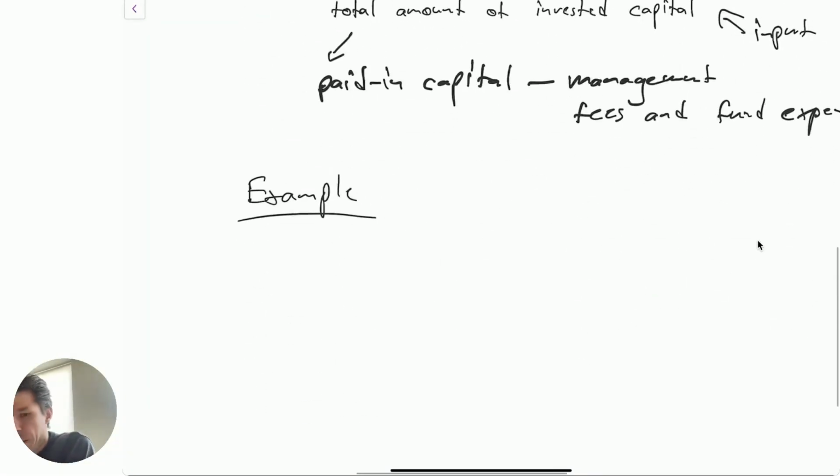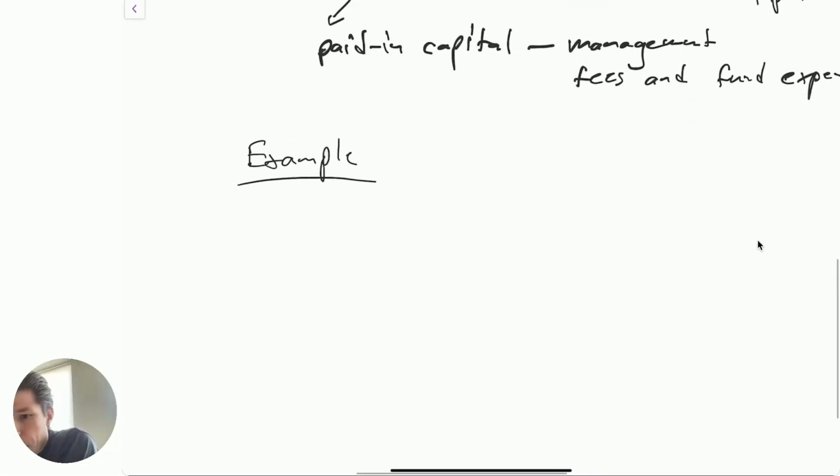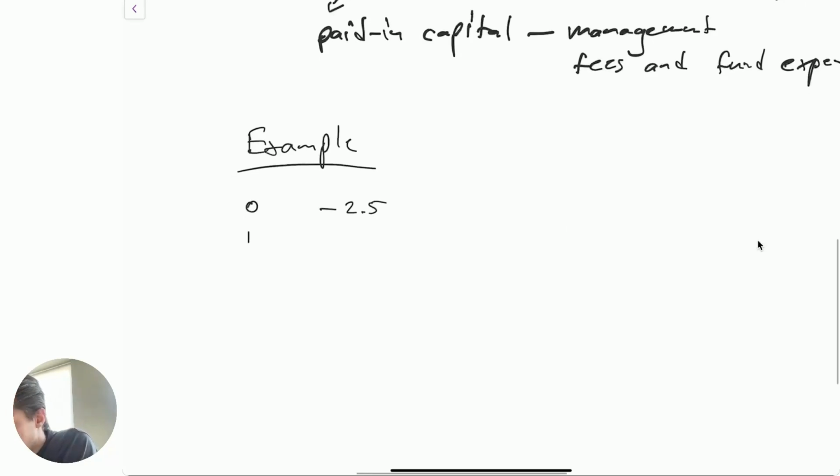So let's assume we have an example. Let's assume in year 0, all the investors put in 2.5 million. Let's say in year 1, they put in additional 1 million. Let's say in year 4, they put in additional 500,000. And let's say in 10 years, they have exited for 9.